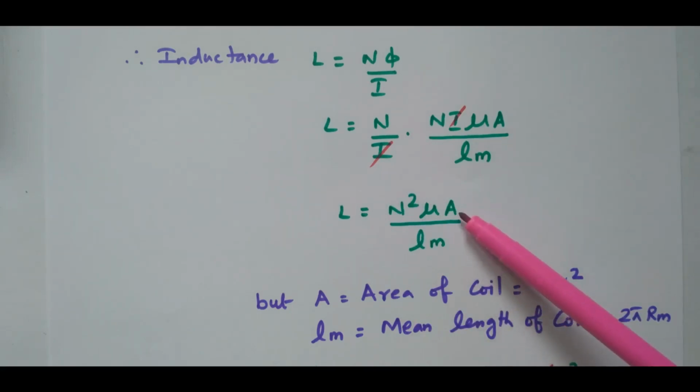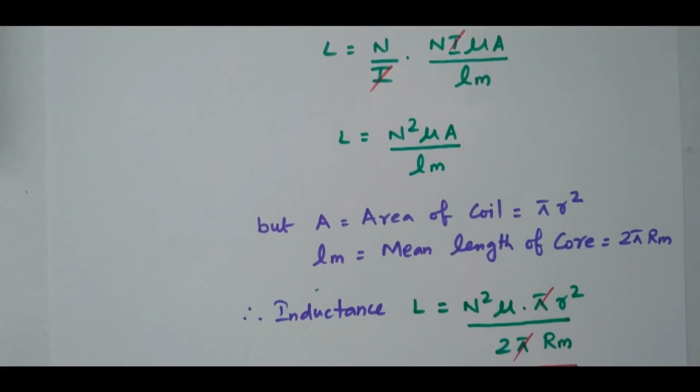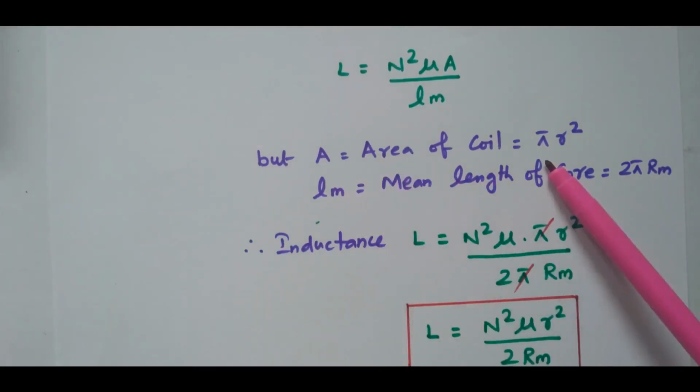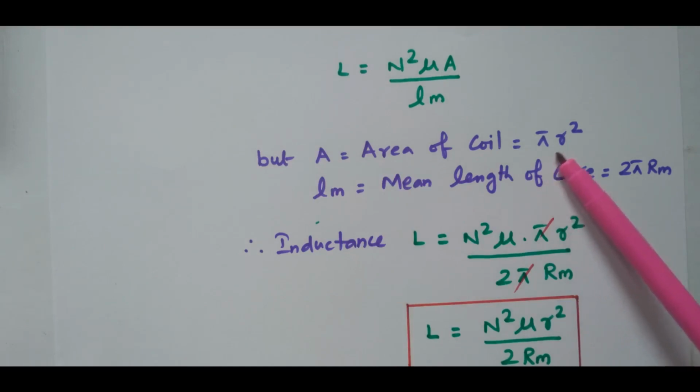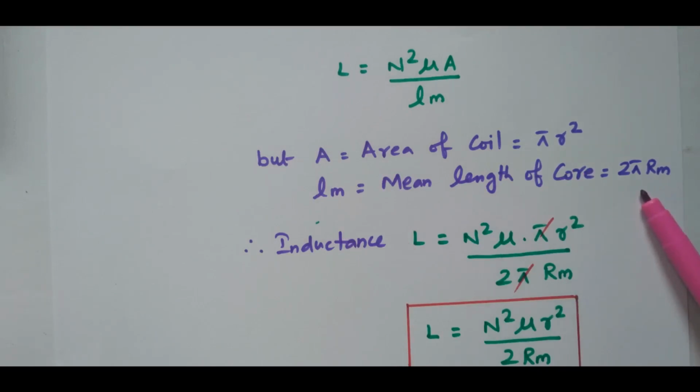Now we are going to substitute the value of area and mean length, right? The area is nothing but pi r square. Area can be replaced by pi r square. Similarly, the mean length is nothing but 2 pi rm. Only this is the difference between the solenoid and toroid. We are going to replace these two values.